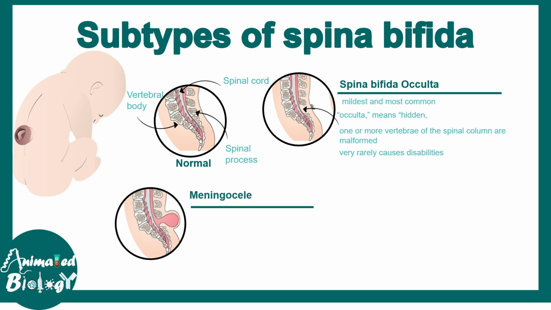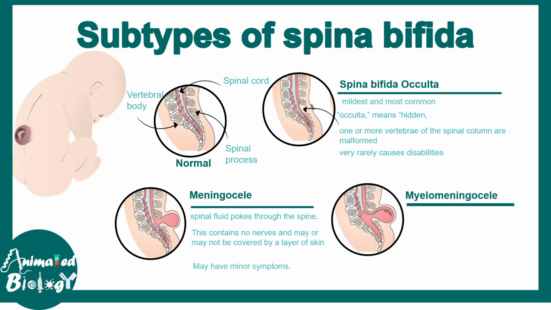Then the next type of spina bifida is meningocele. In meningocele, a portion of the meninges protrudes out at the back, and it forms a pouch-like structure which is filled with cerebrospinal fluid. And in this case, no nerves are actually protruding out of the layer of the skin. It may have minor symptoms, but in most cases, the major condition of spina bifida is basically myelomeningocele.